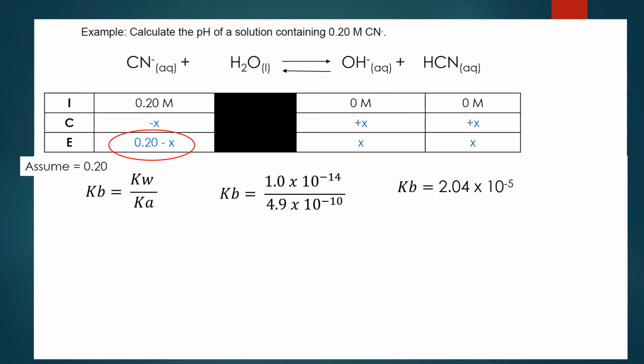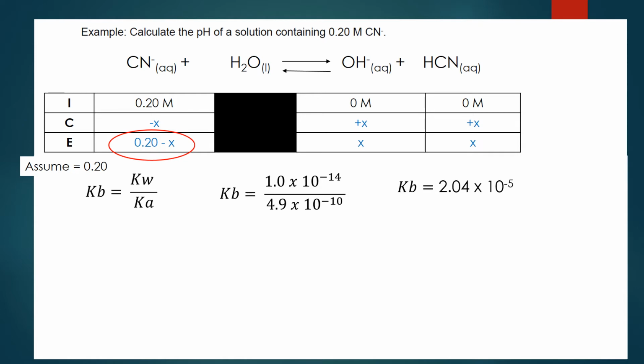The next thing that we're going to do is bring in our relationship between Ka and Kb. So we know that Kw is equal to Ka times Kb. If we rearrange that equation, that gives us Kb is equal to Kw divided by Ka.